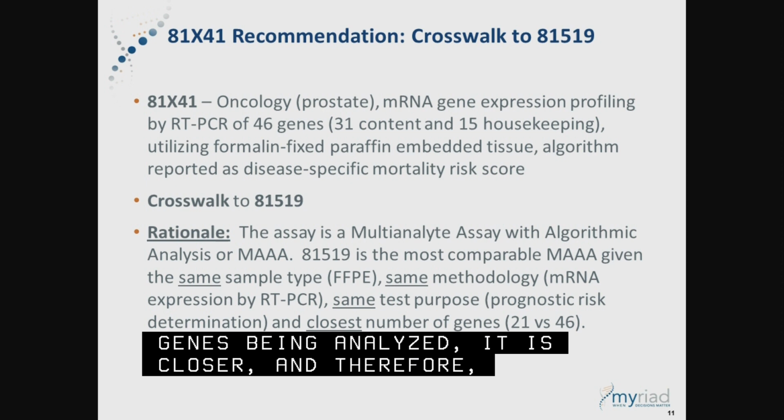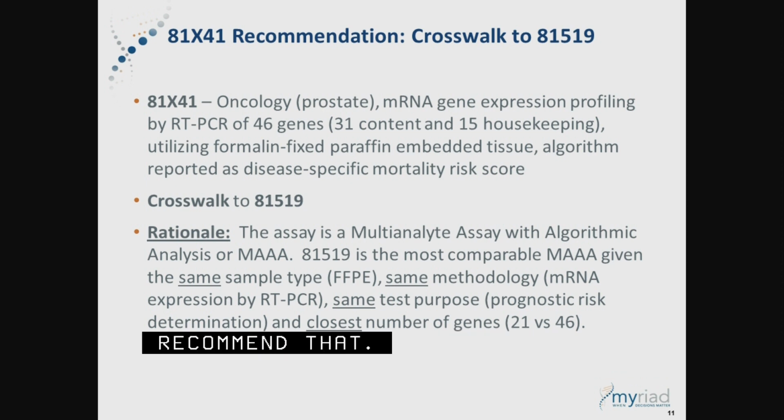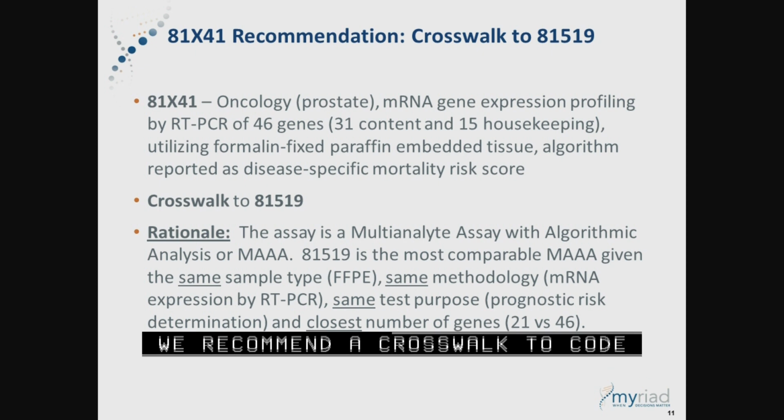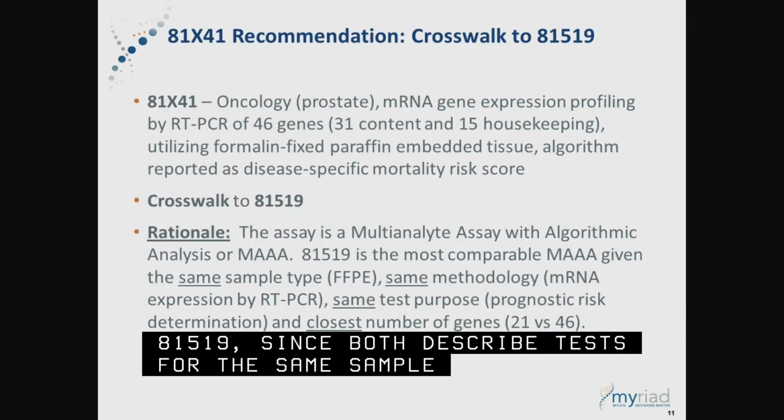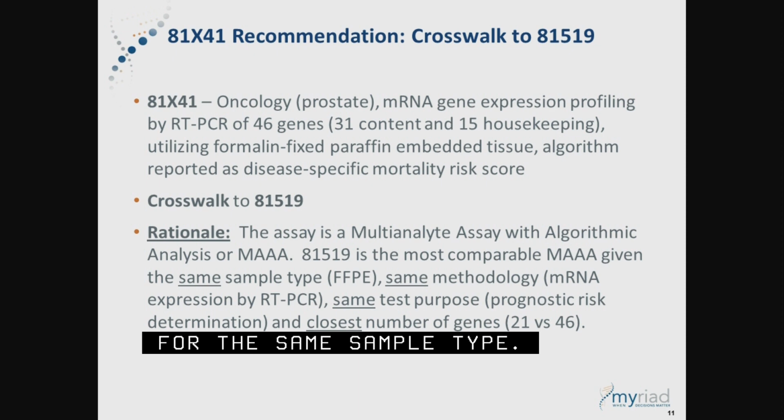So in sum, for new code 81X41, we recommend a crosswalk to code 81519, since both codes describe MAAA tests with the same sample type, using the same methodology with the same purpose and the closest number of genes. Thank you.